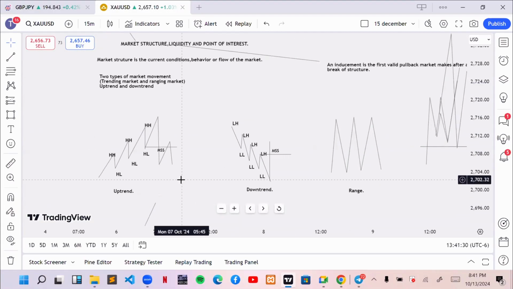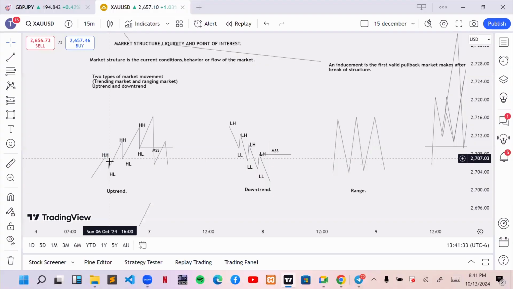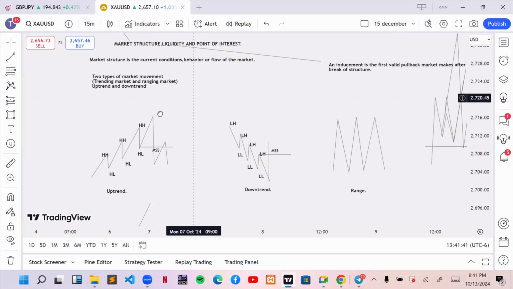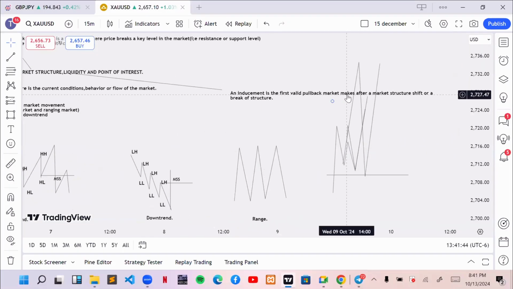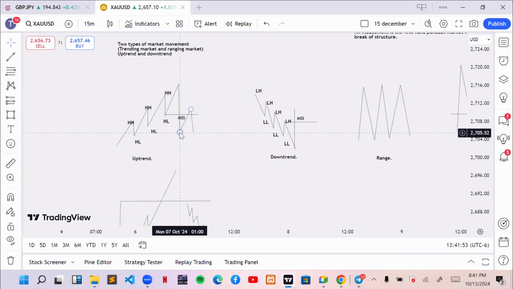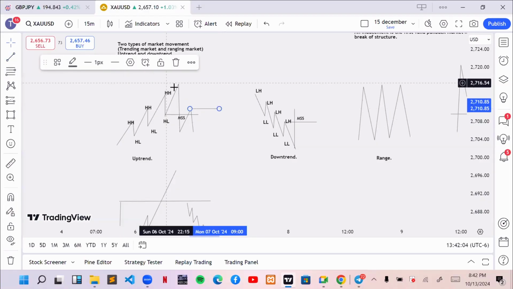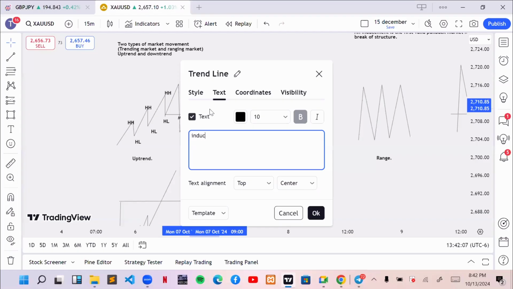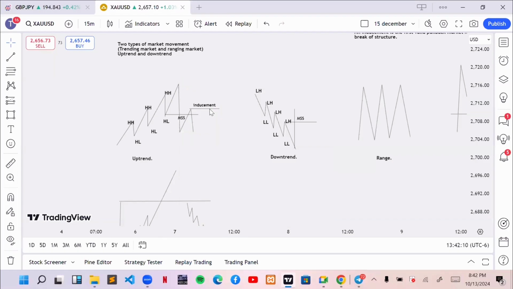So in this case, the market was on an uptrend, making higher highs and higher lows, higher highs and higher lows, higher highs, then it made a lower low. This was the market structure shift. And I said the inducement is the first pullback after, remember, I did not say before, I said after a market structure shift or a break of structure. So now that we have gotten our market structure shift, what is the next thing we look out for? Inducement, the one that comes after it. So this was the first pullback, and this is what our inducement is here.